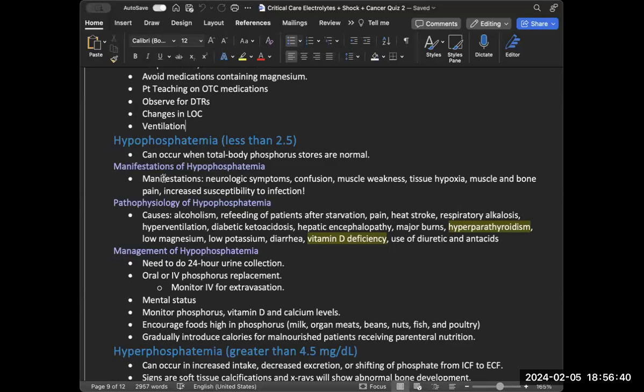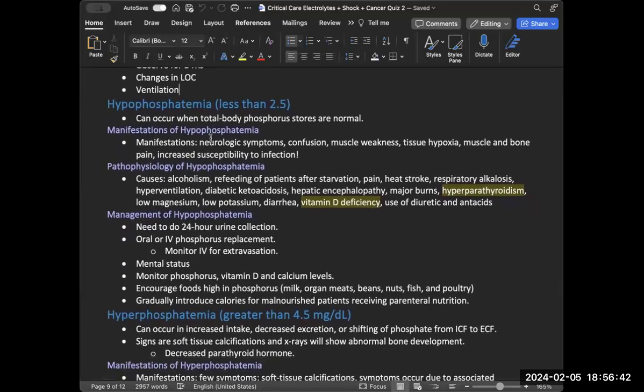So we have to watch out with vitamin D too. But looking at the manifestations, we can see how it becomes related to calcium. We're talking about less than 2.5 for phosphorus. So neurological symptoms, right? Can cause confusion, muscle weakness. We said that high calcium is sedating. This sounds like sedating symptoms, neurological problems of confusion. Then we have muscle weakness, tissue hypoxia, potential bone and muscle pain because there's a sedatory effect.